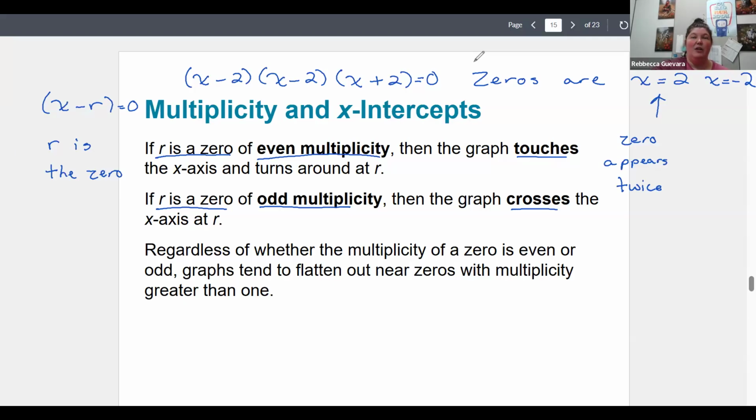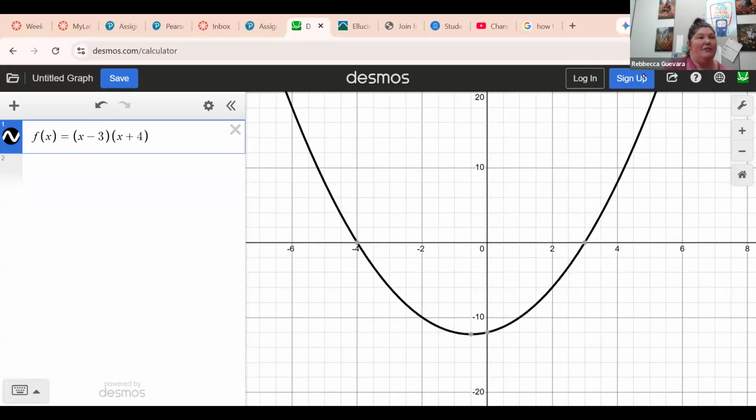So let me go into Desmos. We'll give you a demonstration. We see here I have f(x) equal to (x minus 3) times (x plus 4). So we have a zero here and here, one at x equals 3, and then one at x equals -4. We see right here, we've got a power of 1, so it kind of acts like a linear equation here, and it just crosses at those points. Let me use some red so you can see that a little better. We just cross.